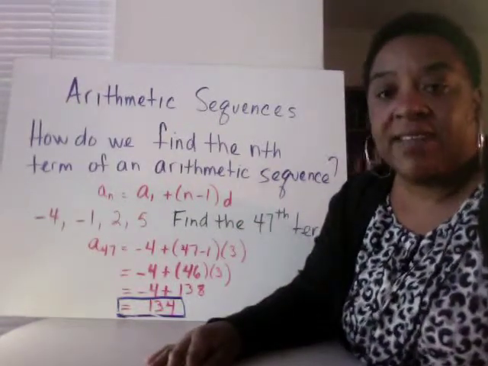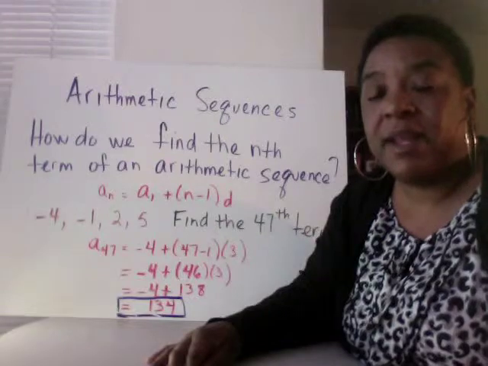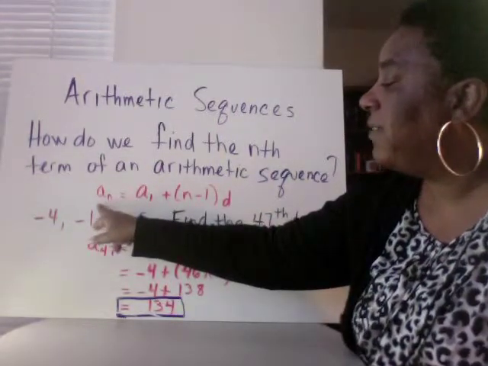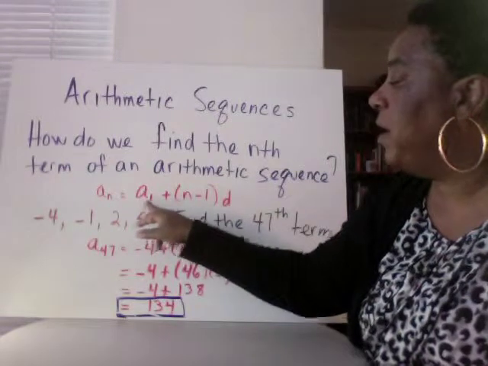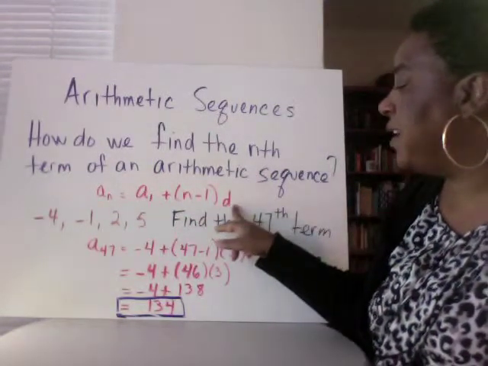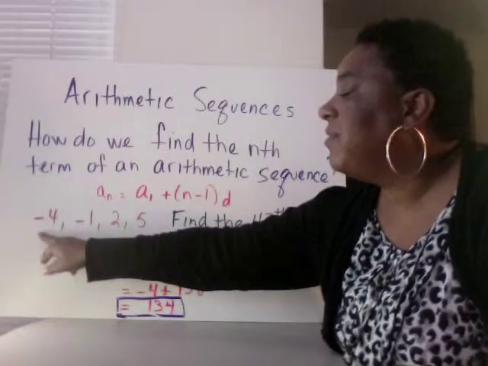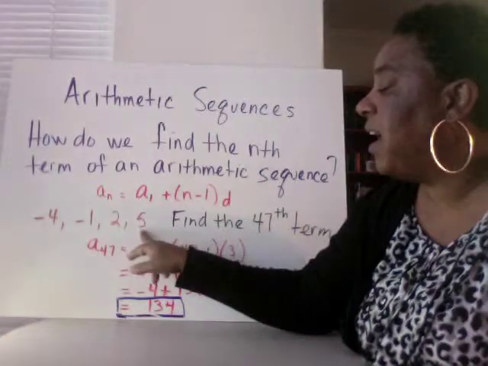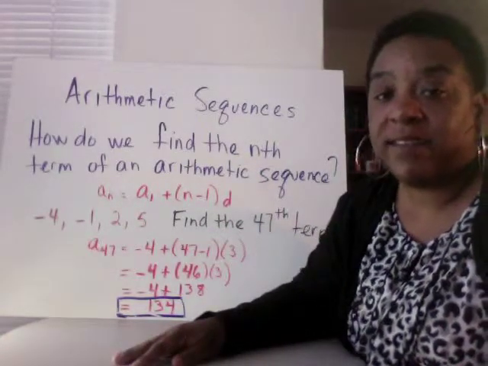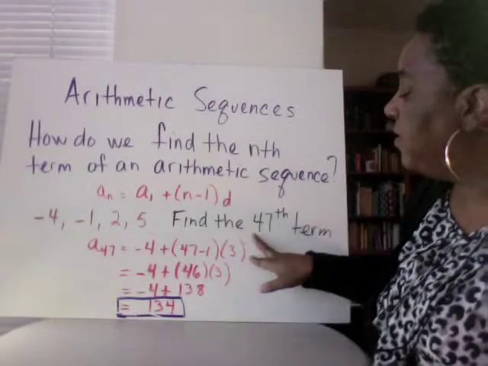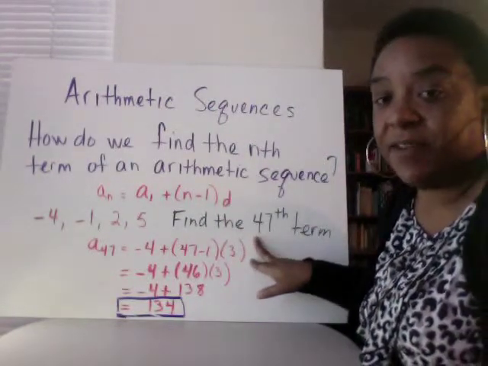Now, how do we find the nth term of an arithmetic sequence? We do that by using this formula: a sub n equals a sub 1 plus n minus 1 times d. So in our sequence that starts with -4, -1, 2, and 5, we want to find the 47th term. So using our formula, we'll just substitute in the values that we're given.